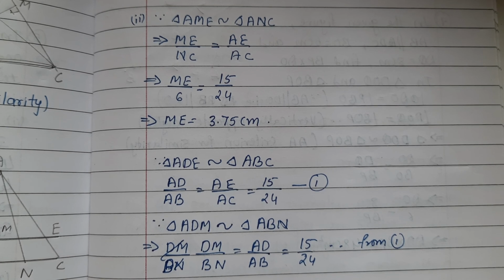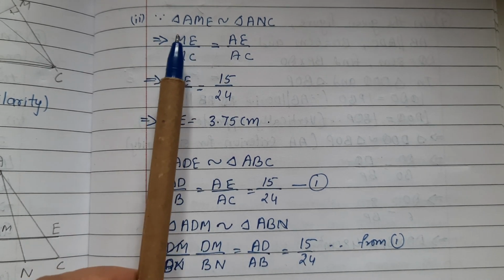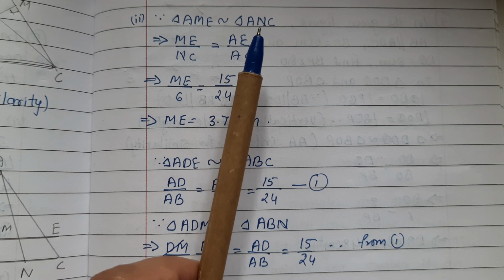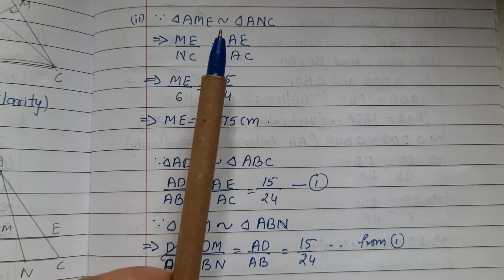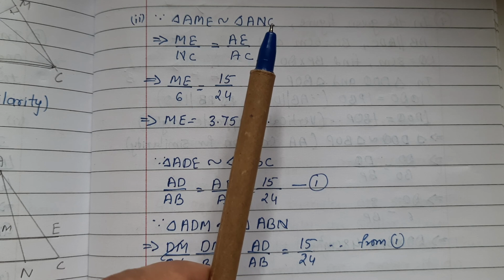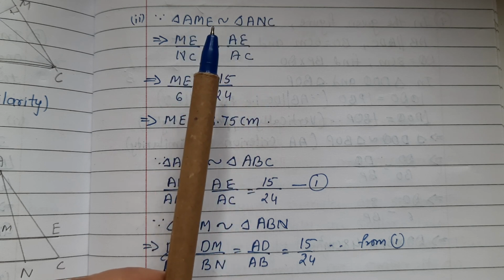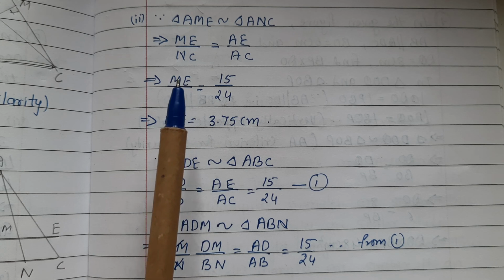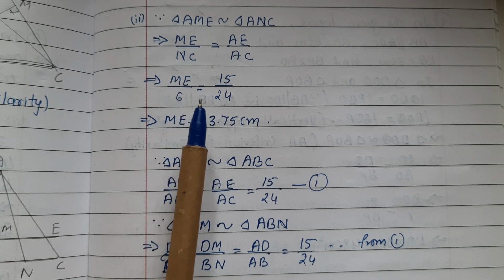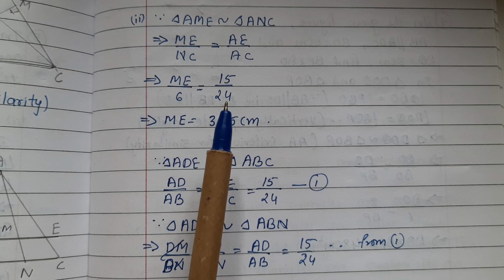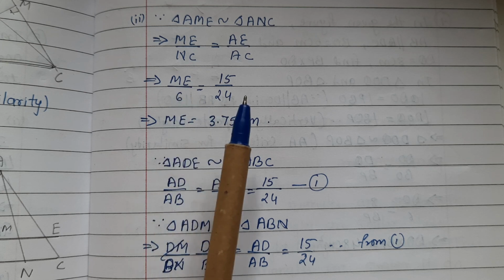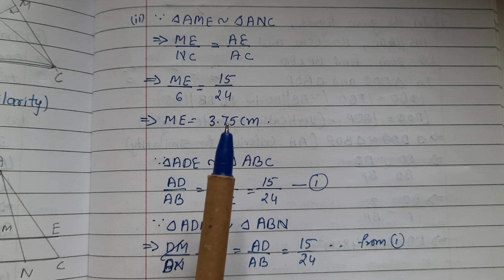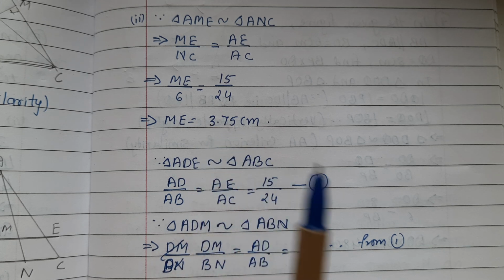Second part, triangle AME is similar to triangle ANC. So sides are proportional. ME upon NC is equal to AE upon AC. Substitute the values. ME upon 6 equal to 15 upon 24. Multiply 6 on both sides. ME equal to 3.75 centimeters.